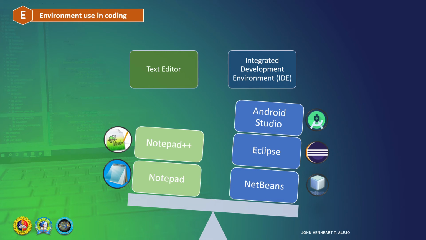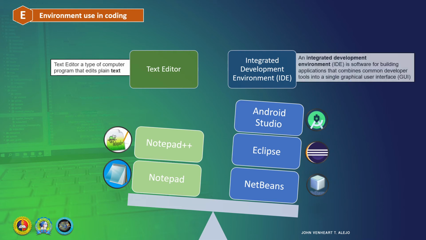Only 10 minutes. So, the environment used in coding. In coding, I will just simplify an illustration. This is the definition of a text editor. A text editor is a type of computer program that edits plain text. It's only text. Then there is an IDE, an integrated development environment, which is a software for building applications that combines common developer tools in a single graphical user interface, or the GUI.